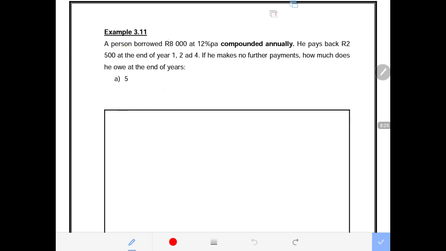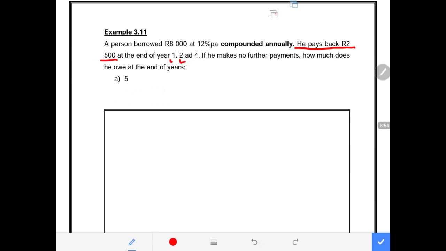8,000 rands at 12% per annum, compounded annually. It's not always the case that it will be compounded annually, and when it's not compounded annually, it becomes a very lovely mind-challenging question. It says he pays back how much? 2,500 at the end of year 1, year 2, and year 4.